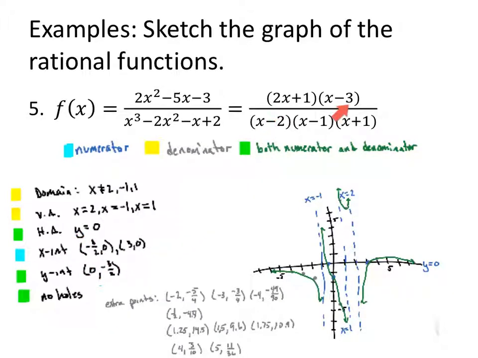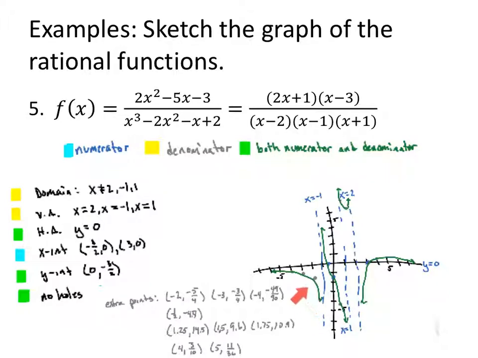X-intercepts occur where the numerator is 0, and this is where factored form comes in super handy. A negative 1/2 and a positive 3 are going to give me my x-intercepts. Y-intercept at negative 3/2, so (0, negative 3/2). No holes because there are no common factors, and I don't have much at all.